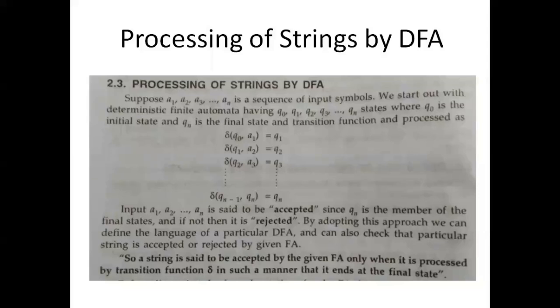Character by character, if all are accepted and the DFA reaches the final state, we say that the string represented by those characters is accepted by the DFA, and if it doesn't reach the final state, we say the string which is made up of those characters like A1, A2 and A3 is not accepted or simply rejected. Clear? Yeah.